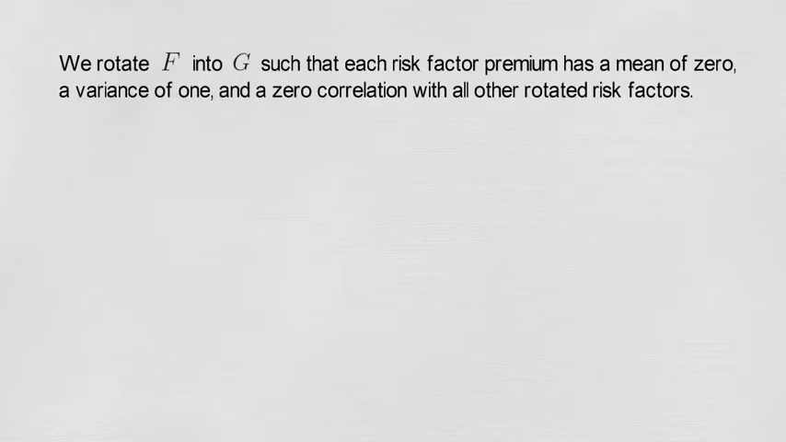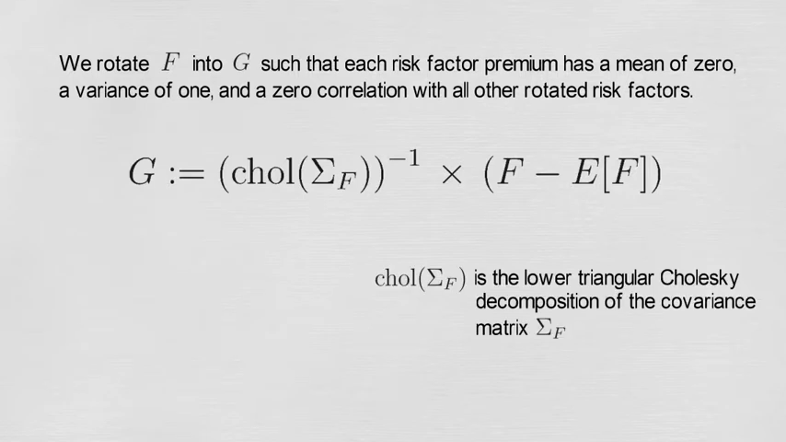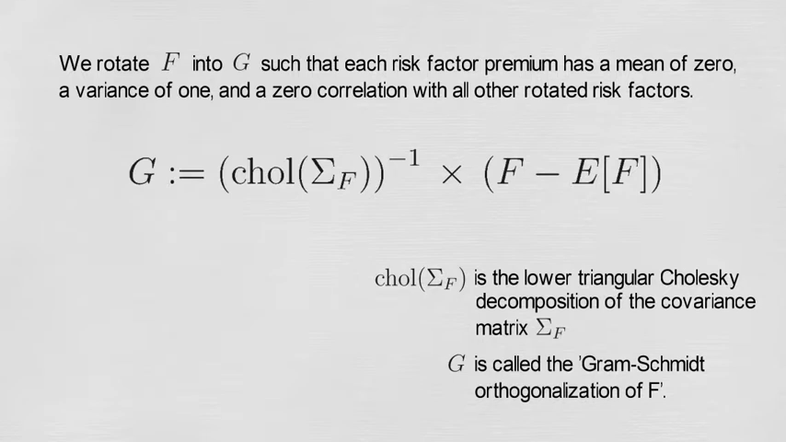Without losing information, we rotate F into G, such that each risk factor premium has a mean of 0, a variance of 1, and a 0 correlation with all other rotated risk premium factors. The mathematical shortcut is as follows, where Scholl sigma F is the lower triangular Cholesky decomposition of the covariance matrix sigma F, and G is called the Gram-Schmidt Orthogonalization of F.